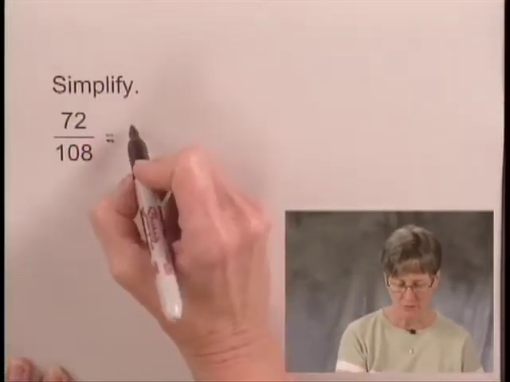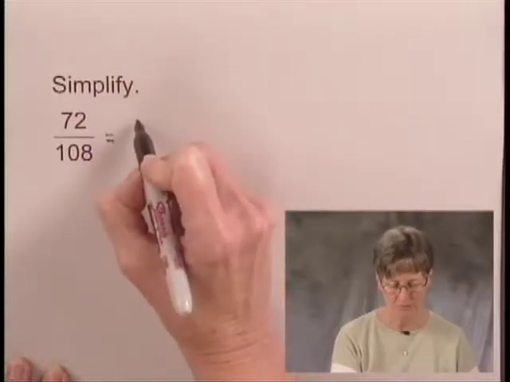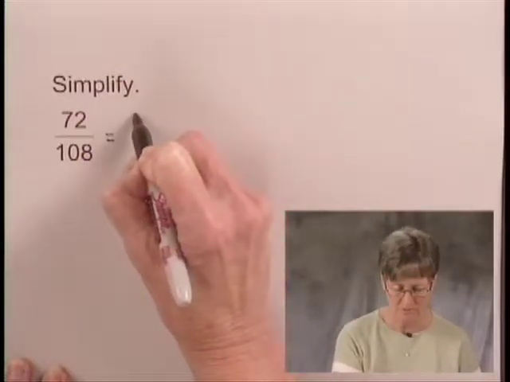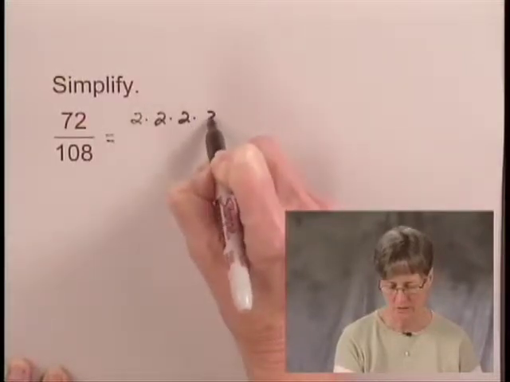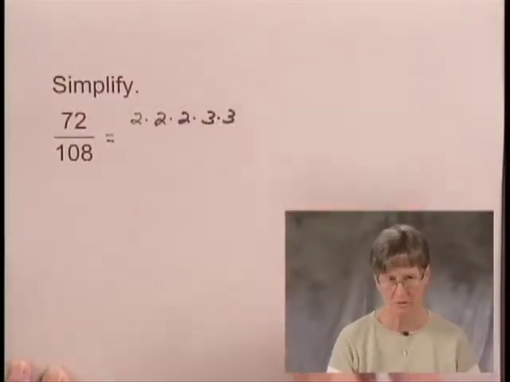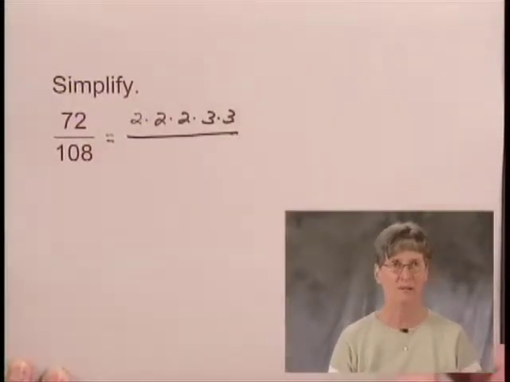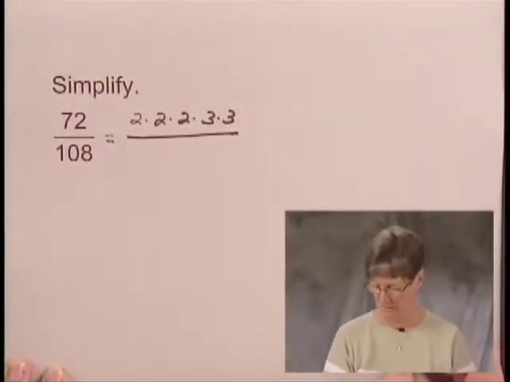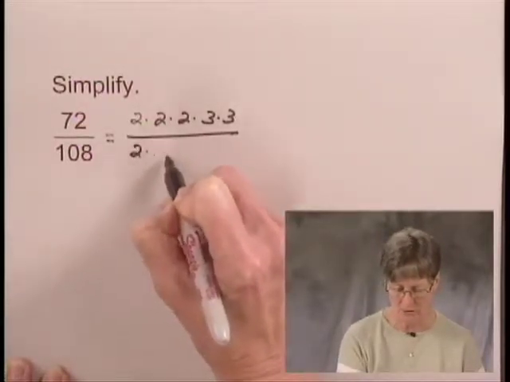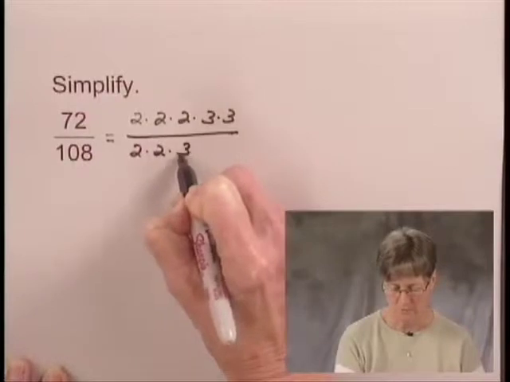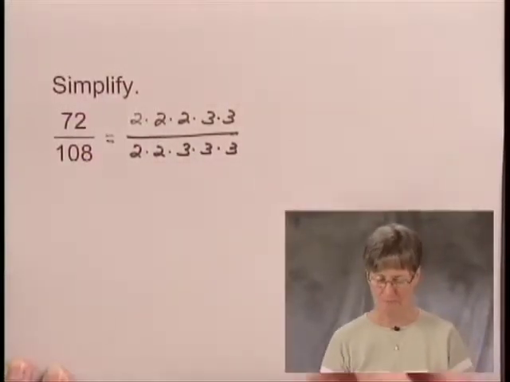Now 72, if we used a series of divisions or a factor tree, we would find that its prime factorization is 2 times 2 times 2 times 3 times 3. And 108, again using some kind of a method to find the prime factorization, we would determine that the prime factorization of 108 is 2 times 2 times 3 times 3 times 3.